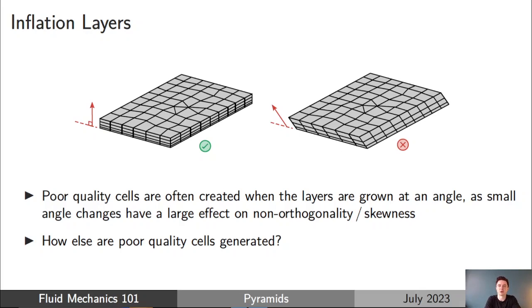So that's very simple, and that's a very easy way to understand how some basic poor quality cells can be generated by an unstructured mesh generator. But how else can poor quality cells be generated?